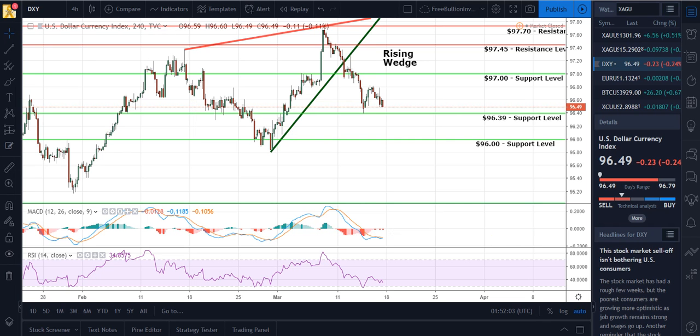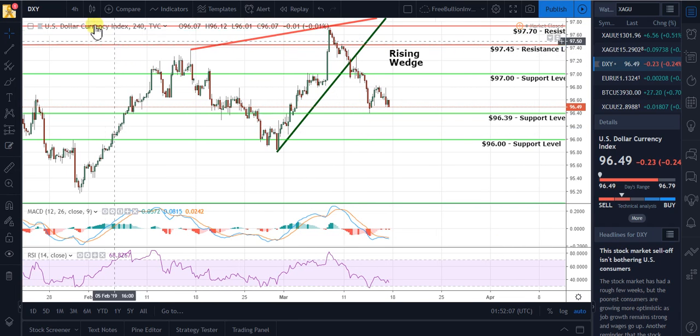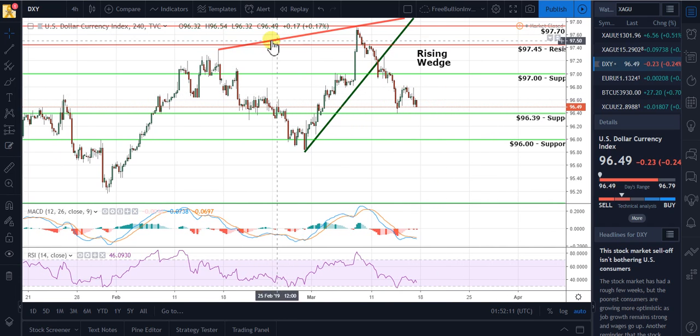Today is March 16th, and I'm doing a review and outlook for the US dollar. This is the US dollar's 4-hour chart, and in review of last week's video, I had shown you this rising wedge pattern that the US dollar found itself in. It is a negative pattern, and the dollar did break below it as expected.